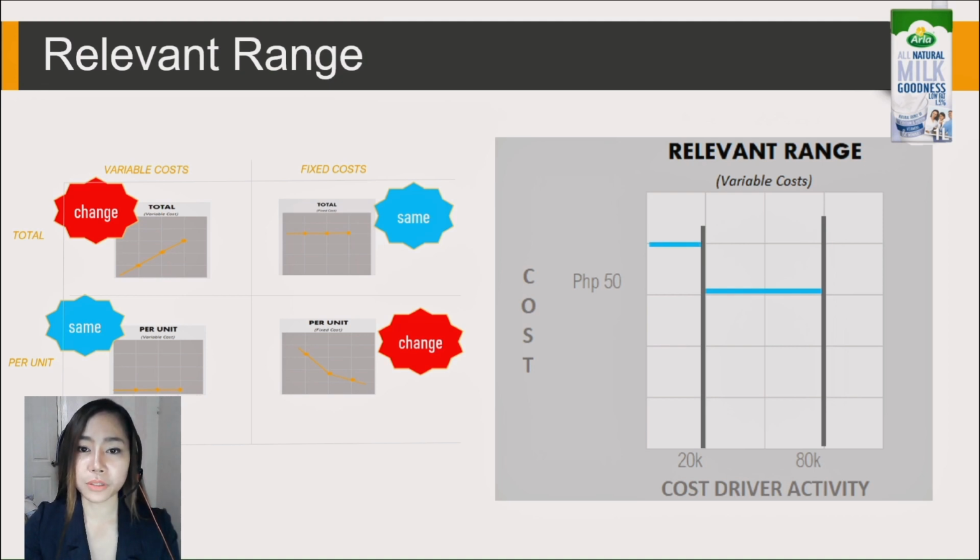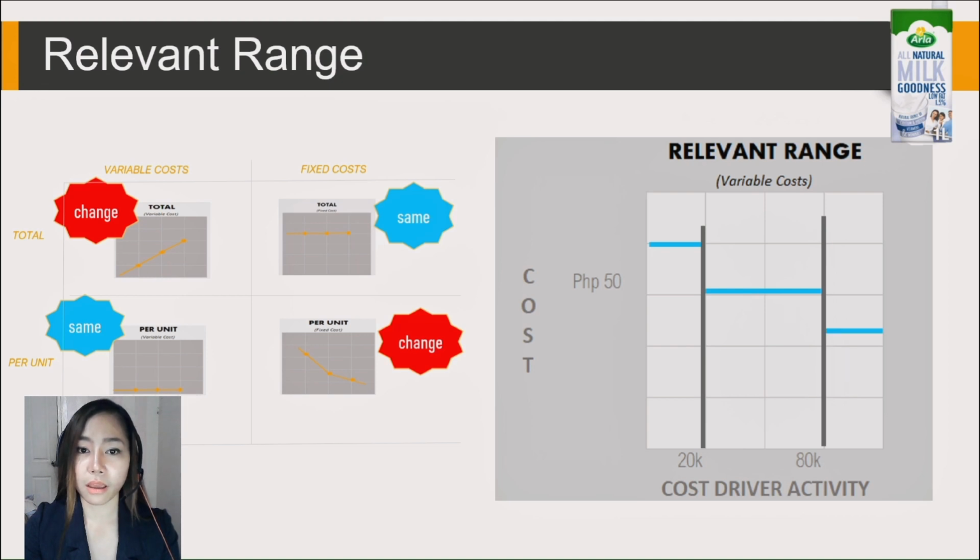But if we were to sell less than 20,000, which is outside the relevant range, we probably would not receive a bulk discount from our supplier. So that would probably lead to a higher variable cost per fresh milk. Then we would have a raise of prices. So instead of 50 variable cost, you'll get your variable cost for 60 or more. So outside of the relevant range, the variable cost per unit changes.